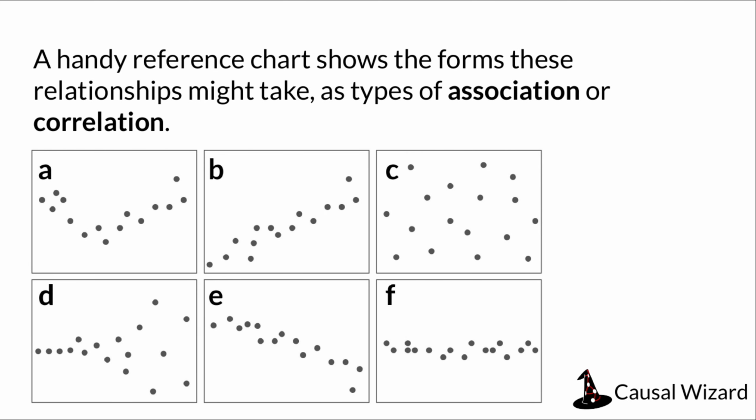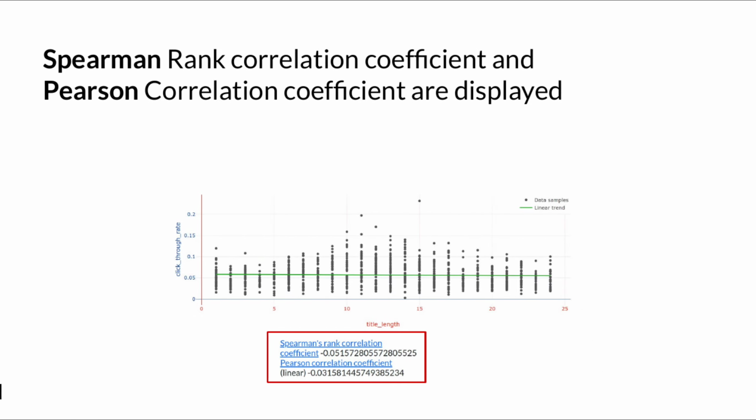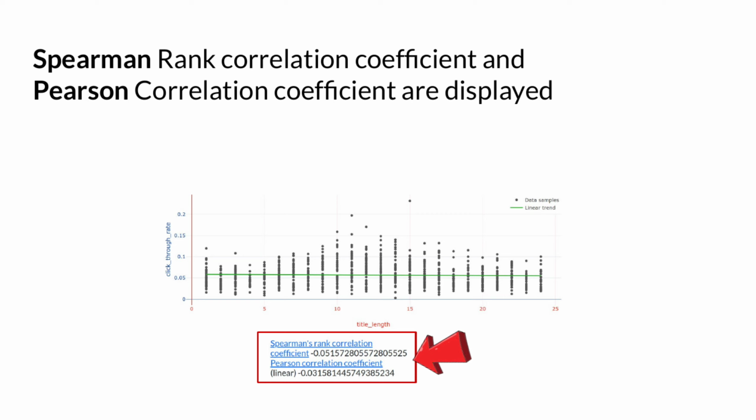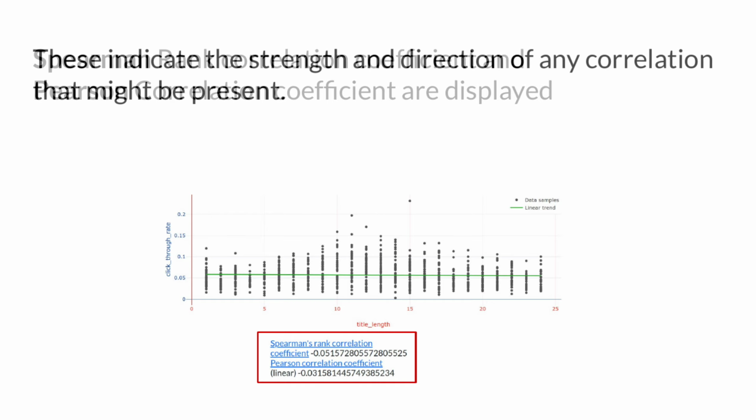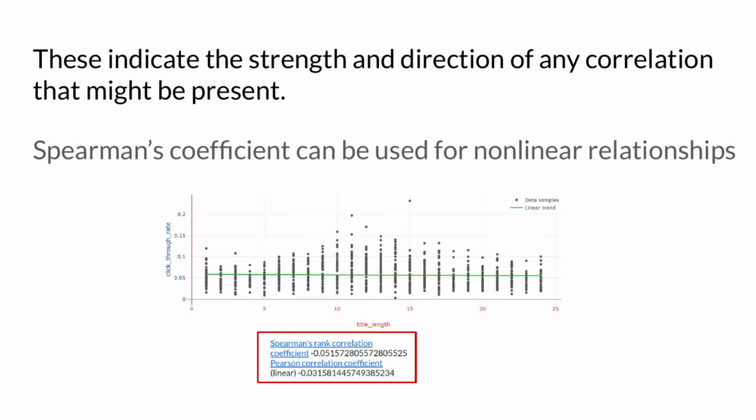A handy reference chart shows the forms these relationships might take, as types of association or correlation. In addition, two statistical results are displayed: the Spearman rank correlation coefficient and the Pearson correlation coefficient. These indicate the strength and direction of any correlation that might be present. Spearman's coefficient can be used for nonlinear relationships.